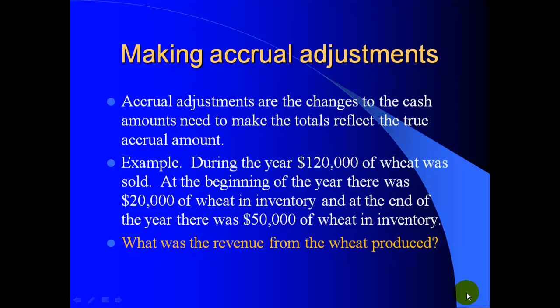And if you think about that, our cash amount is this $120,000, but it doesn't reflect the amount of wheat that was produced, and so we need to have an accrual adjustment to that. We know that at the beginning of the year we had $20,000 and that at the end of the year we had $50,000. So between the beginning and end of the year we added $30,000 worth of inventory to the wheat. So a positive $30,000 change in crop inventory added to the $120,000 is going to give us the revenue from wheat produced. And so that would actually be $150,000.